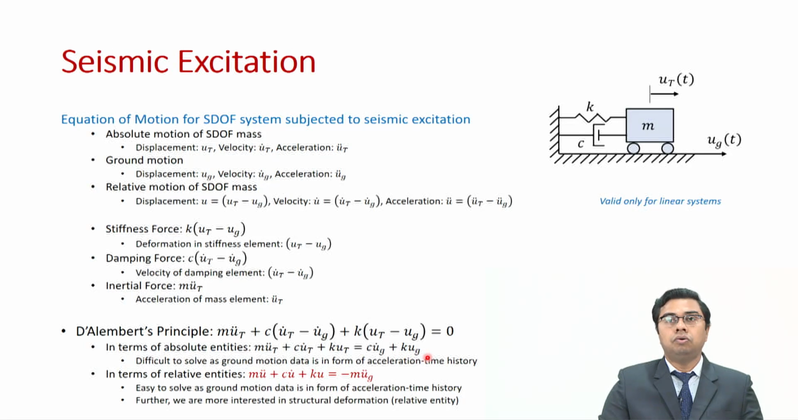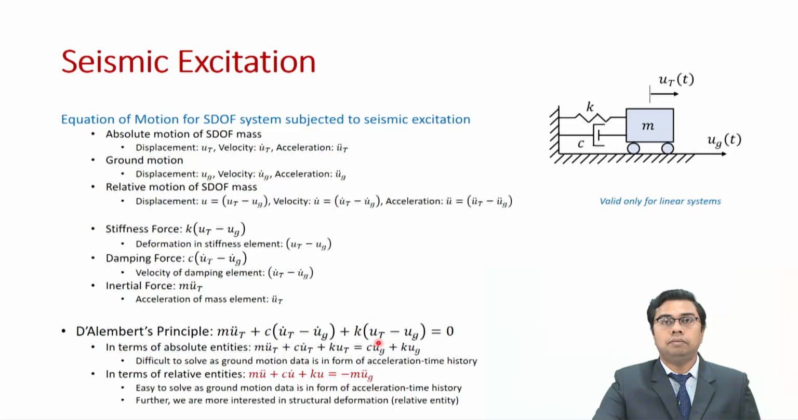If we want to know the value of the displacement, velocity or acceleration of this mass, or in this case the absolute motion, that is ut, u dot t and u double dot t, then we need to know the values of u dot g and ug. But the ground motion is expressed in the form of an acceleration time history. So we do not know what the ground displacement and the ground velocity are unless we perform the integration. That's why this type of expression is difficult to solve. Now we will express the same equation in terms of relative entities.